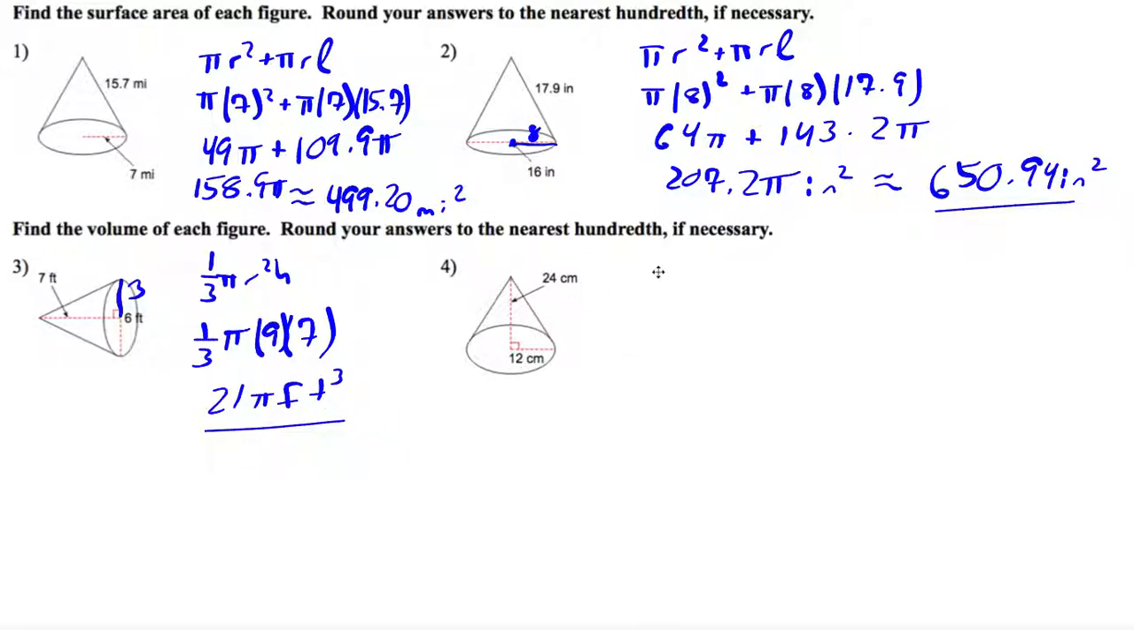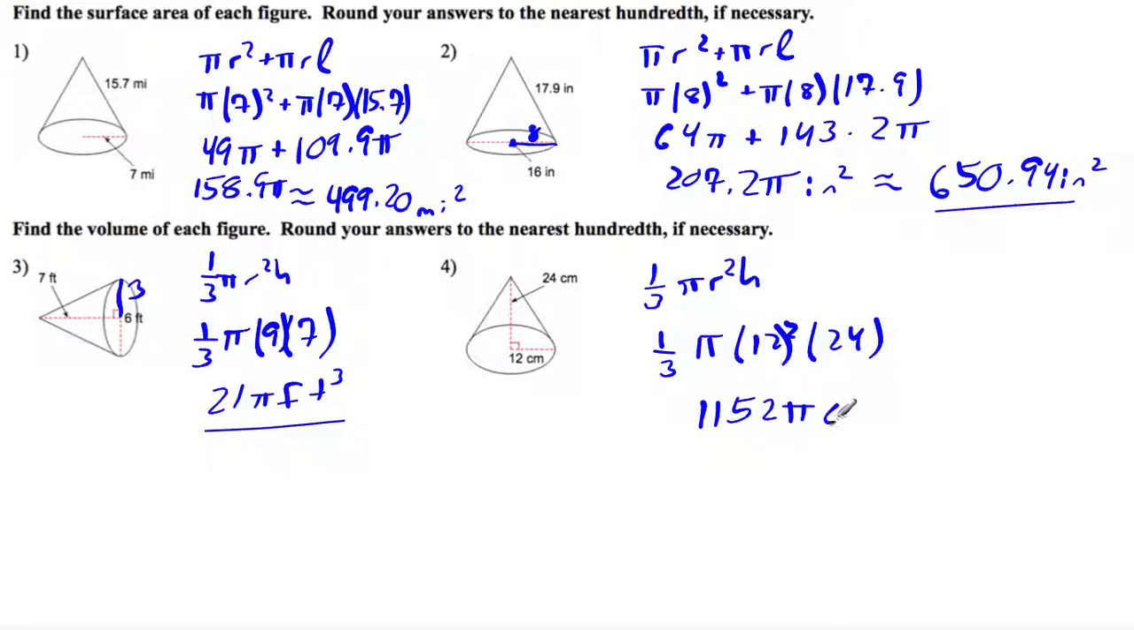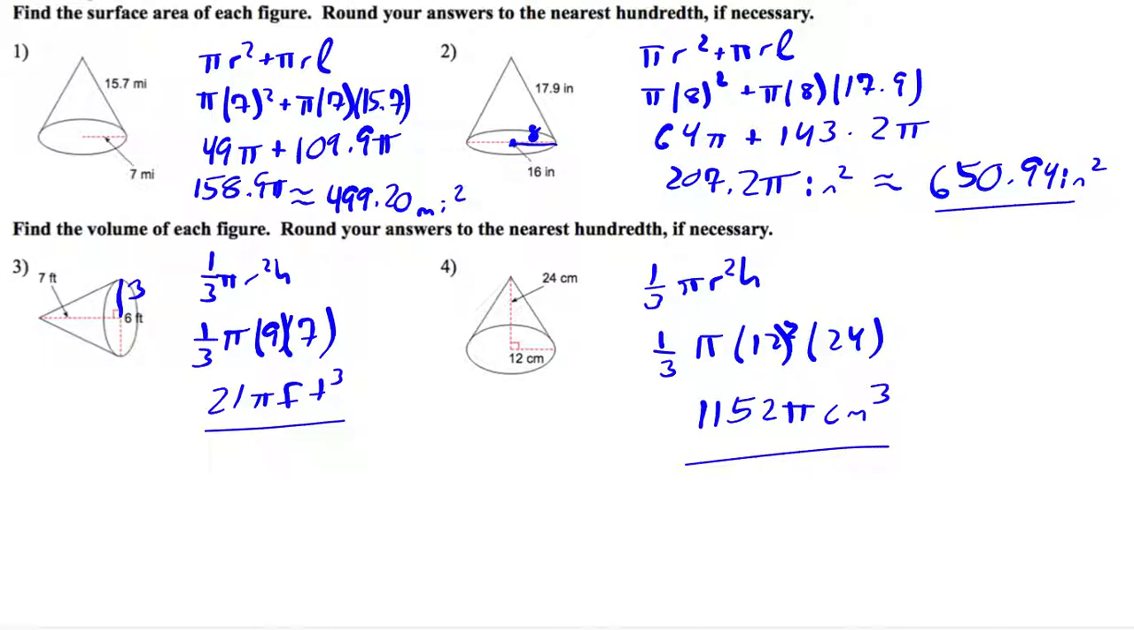And over here, they actually give us the radius. So this is 1/3 pi r squared times the height. So this is 1/3 pi times 12 squared times the height, which is 24. So we get 144 times 24, which is a really big number. But then we can divide that by 3, and so we get 1152 pi centimeters cubed.